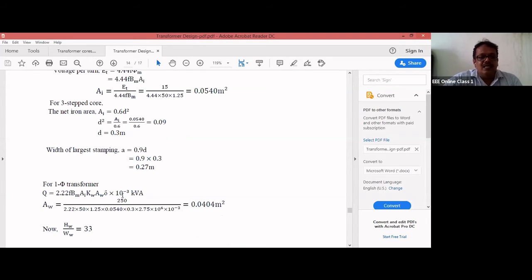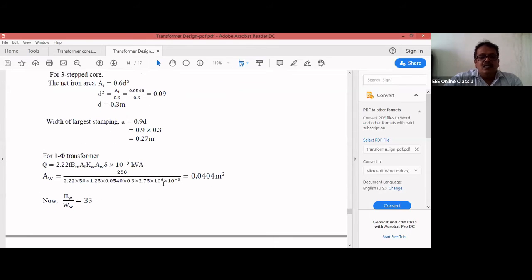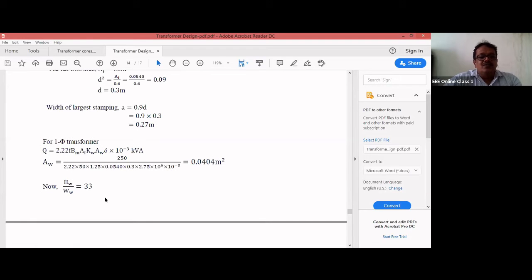Once you find out A, then from the output equation of a single phase transformer, you find out Aw. Here the current density is in 10 power 6 ampere per meter square, that is ampere per mm square. So put the values and find out Aw. Also, this ratio is 3, it's not 33, it is 3. I will just make the correction here.